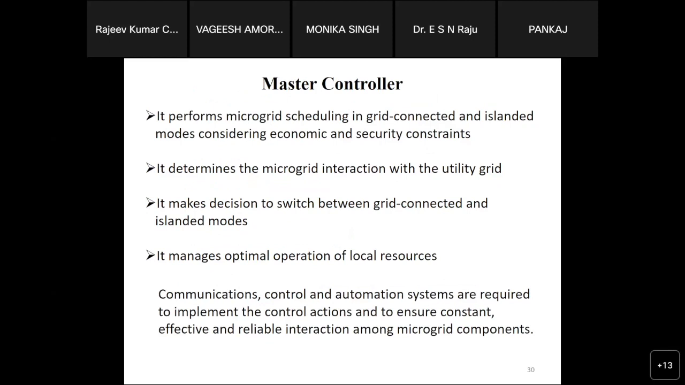We will have the MGCC, the master controller. That mainly performs the scheduling of the microgrid in the grid-connected as well as the islanding mode of operation, so that we meet the economic as well as the security constraints. It also determines when we have to interconnect the microgrid with the main grid and when we have to disconnect it. It also makes the decision whether we go for the islanding mode of operation or the grid-connected mode of operation. It also manages the optimal operation of the local resources. After that, we will have the communication, control, and automation. All these are required for the effective as well as reliable interaction among the microgrid components.